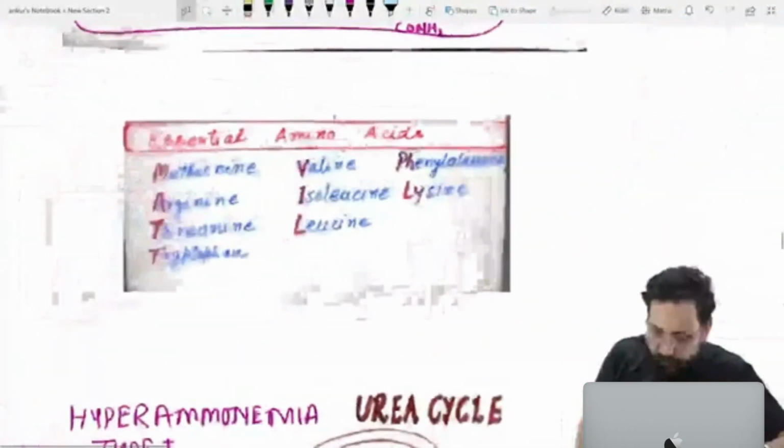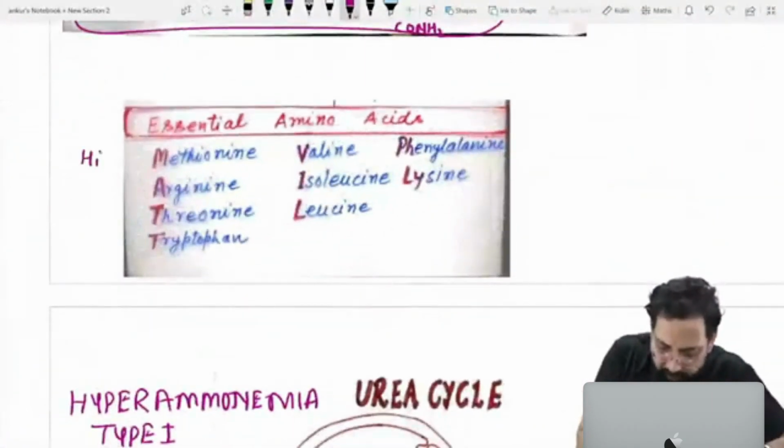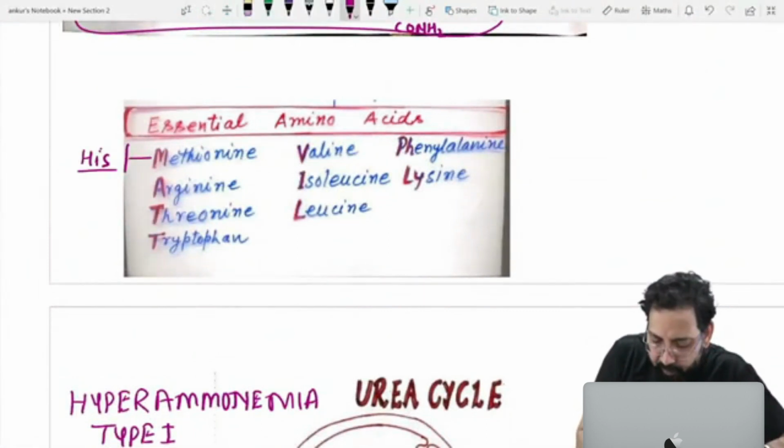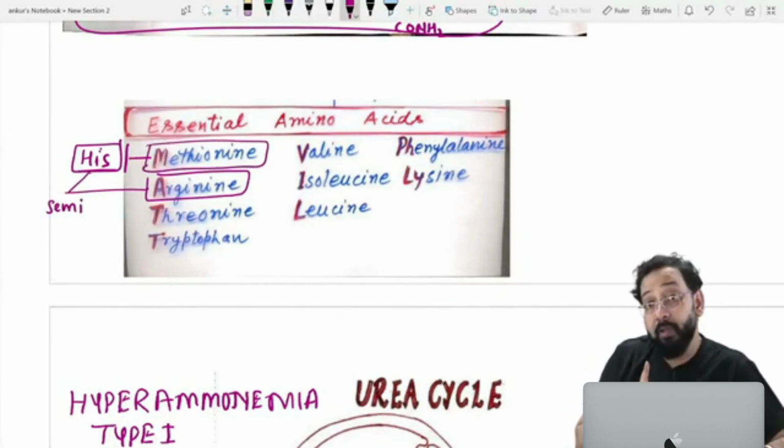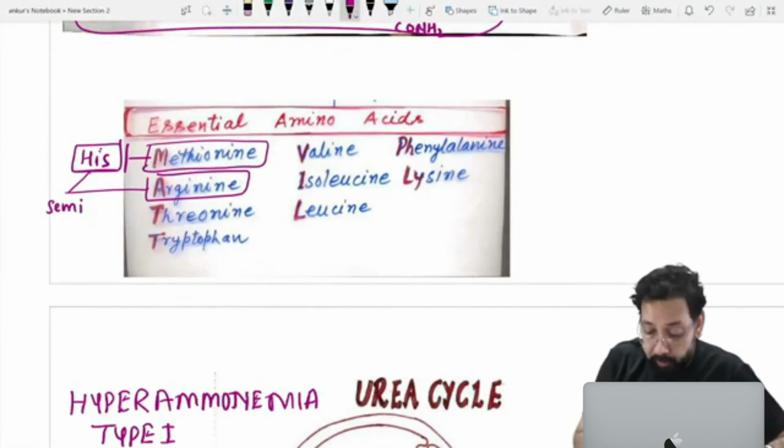So these are essential amino acids. The mnemonic is "His Mat Will Fly". Histidine and arginine are semi-essential. Methionine, I told you, has sulfur. Methionine is essential, cysteine is non-essential.